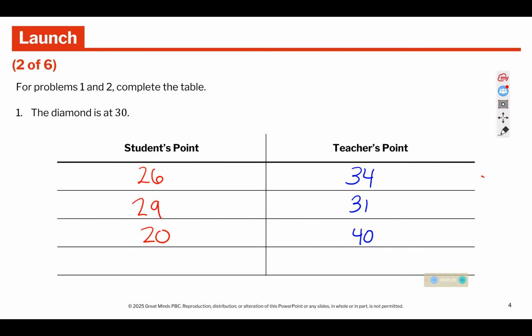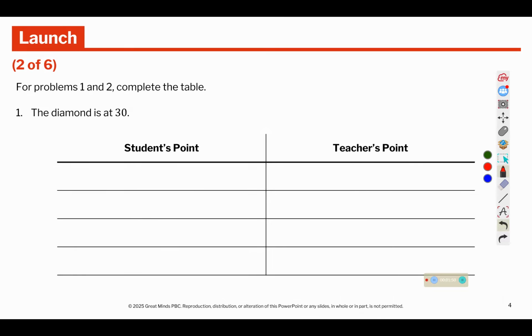What do you notice about the location of where the teacher is placing their point in comparison to where the students are placing the points? Well, if our diamond is at 30, the student is 4 below 30, and the teacher is 4 above 30. This one is 1 below 30, and the teacher is 1 above 30. Here the student is 10 below 30, and the teacher is 10 above 30. So they're placing them in different directions, but the same distance.